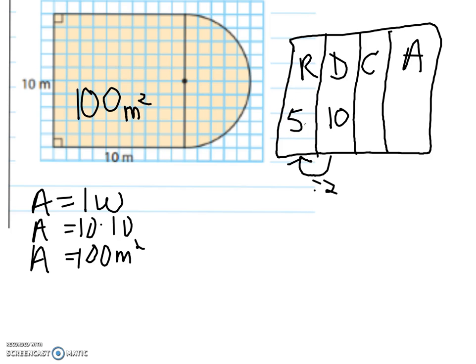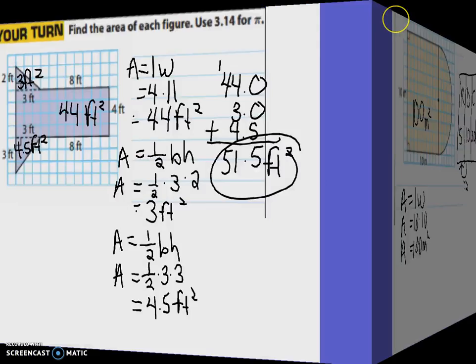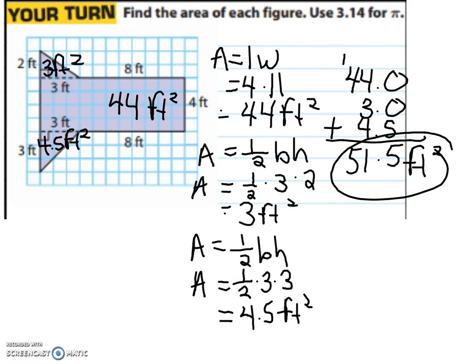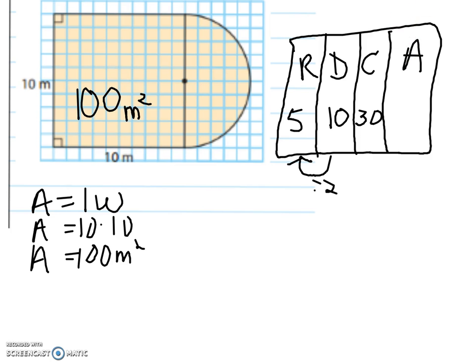I don't need the circumference, but just for fun, 10 times 3 is 30. And then the area, remember we talked about yesterday, the area is radius times radius times 3. So 5 times 5 is 25. 25 times 3 is 75. However, is this a full circle? Nope. It is a semicircle.